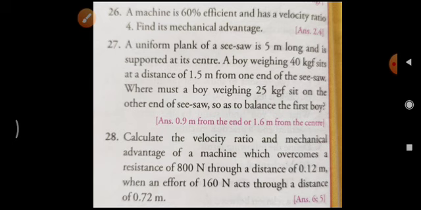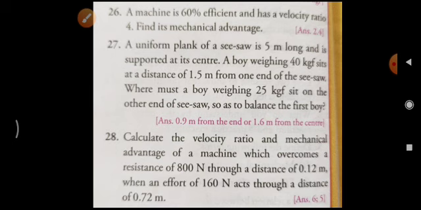You can see that when a resistance or the load of 800 Newton moves through a distance of 0.12 meter, that is distance moved by the load is equal to 0.12 meter only. So, velocity ratio is equal to 0.72 divided by 0.12 is equal to 6, it will come.